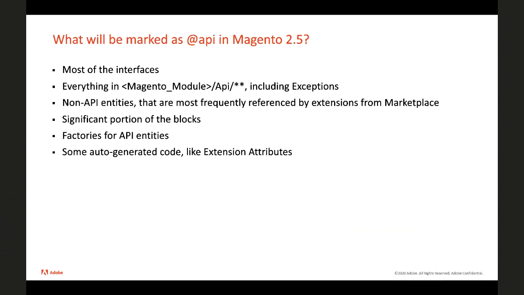these could be treated as layer supertypes where extensions are kind of required to use them to be able to inject the behavior into Magento. Or they could be classes which were initially intended for extension, and Magento core uses them to extend from them, like abstract classes. And they are not marked as API. So those entities, they will be marked as API.